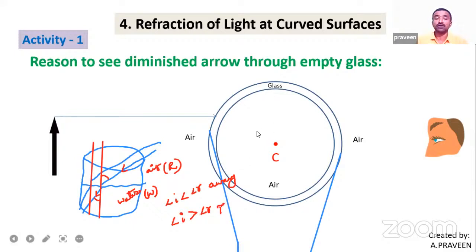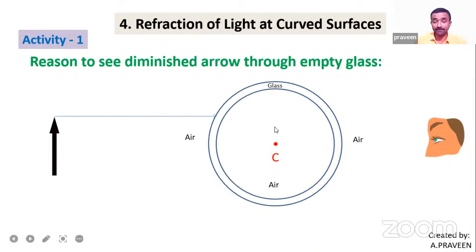Towards the normal from rarer to denser. If it is from denser to the rarer, away from the normal. So this is the generalization. Based on that generalization, I am considering the normal. Which is the normal? The normal is simple for curved surfaces: the line joining the center and the curvature is called the normal.